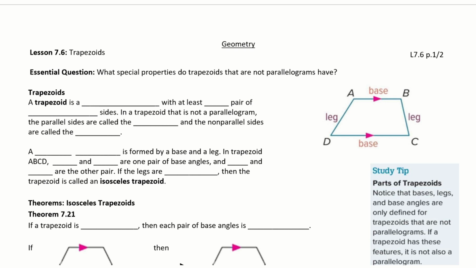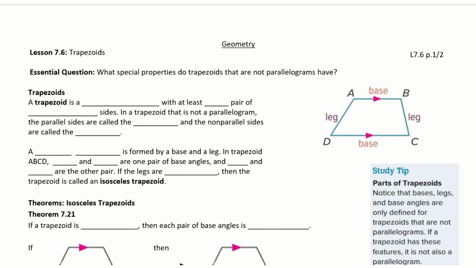Hello class, welcome to this video on Geometry, Chapter 7, Lesson 6, Trapezoids. This lesson involves trapezoids and kites. However, we are just going to focus on trapezoids and not on the kites here.